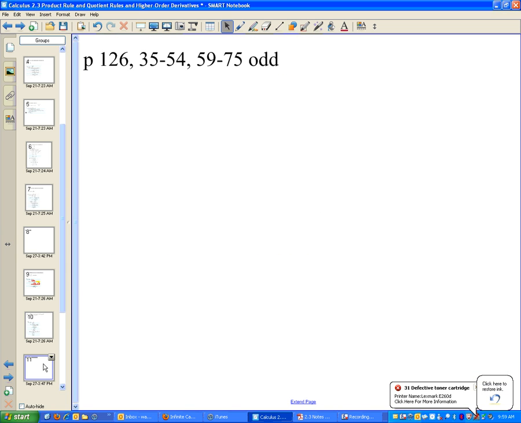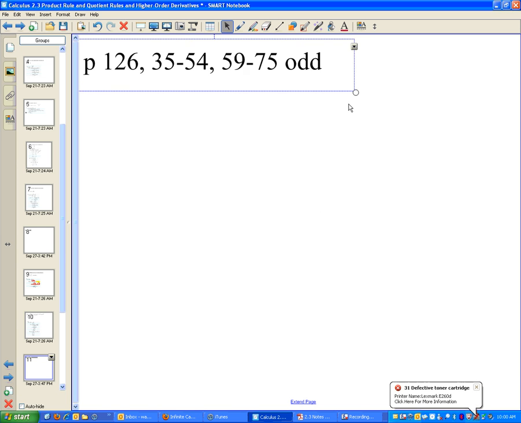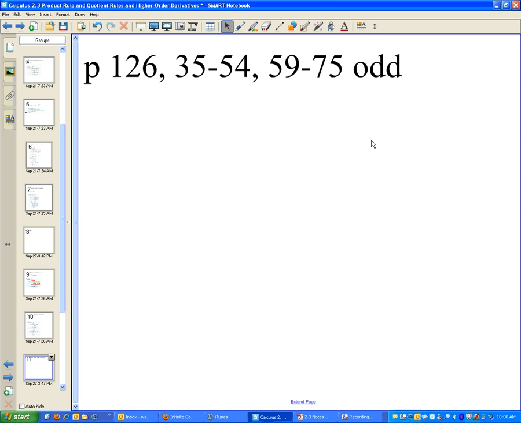Here's what you need to work on. And I know you're busy, but here's what you need to work on. Page 126, 35 through 54, and 59 through 75 odd.